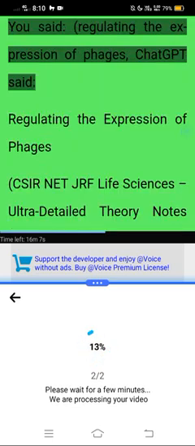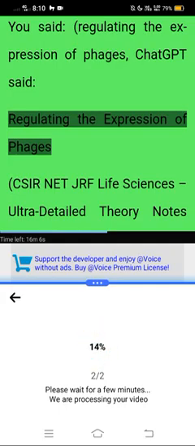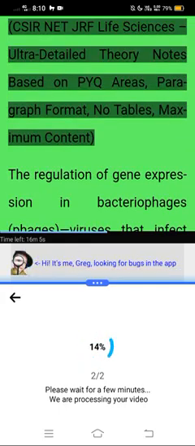You said: Regulating the expression of phages. ChatGPT said: Regulating the expression of phages. CSIR-NET JRF Life Sciences, ultra-detailed theory notes based on PYQ areas, paragraph format, note tables, maximum content.